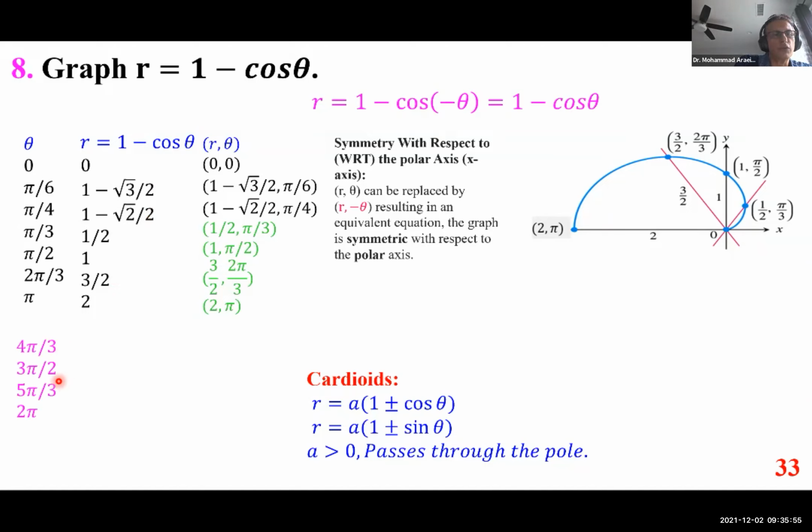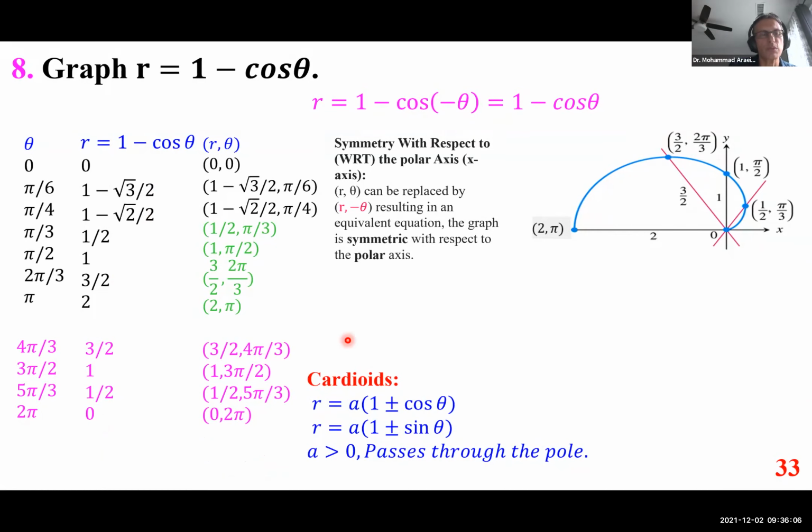However, for 4 pi over 3, 3 pi over 2, 5 pi over 3, and 2 pi, those are easy numbers. We plug in, we get 3/2, 1, 1/2, 0, and we plot those pairs. Again, as an example, 4 pi over 3 is the same as pi over 3, which is 1/2. In the third quadrant it is negative, so it's -1/2. 1 minus -1/2 makes it +3/2.